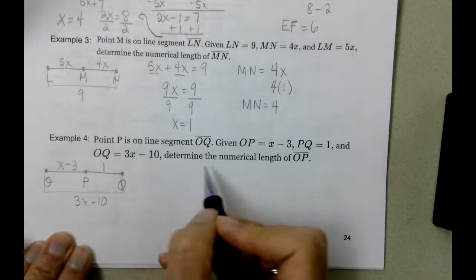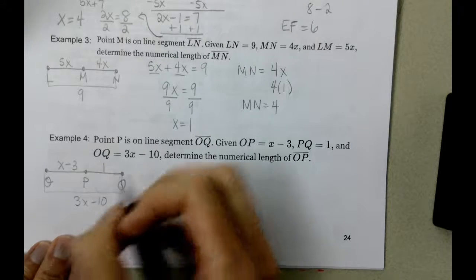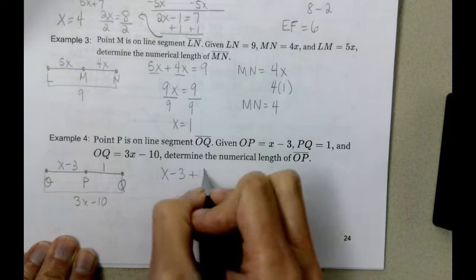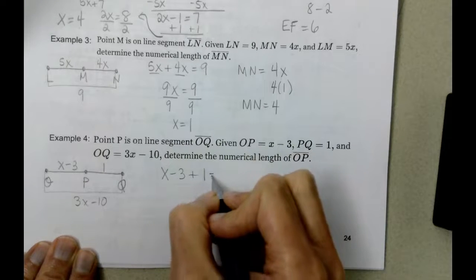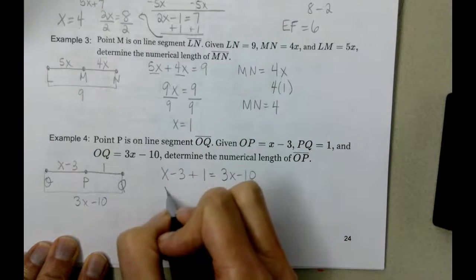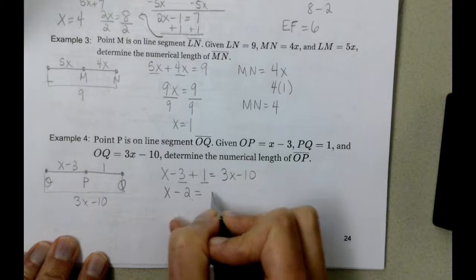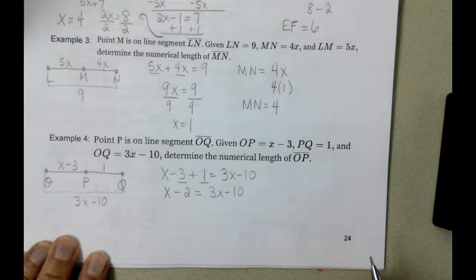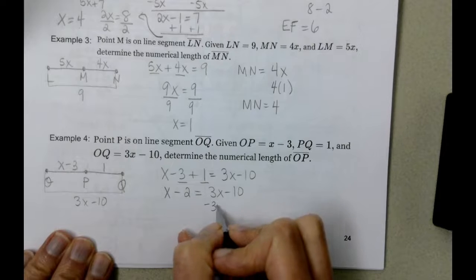Now we can determine the numerical length of OP once we figure out what x equals. So x minus 3 plus 1, using our segment addition, here plus here, equals the entire length of our segment. So we get x minus 2, when we combine like terms, equals 3x minus 10. And again, solve this the way your Algebra 1 teacher taught you. I am going to move my letter to the left.